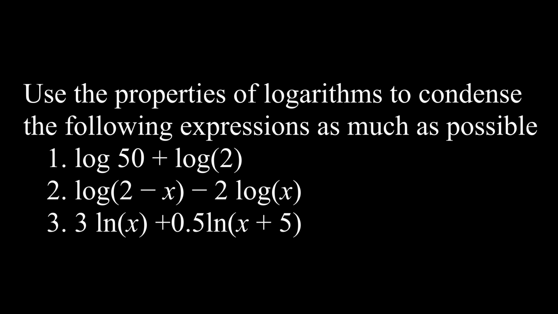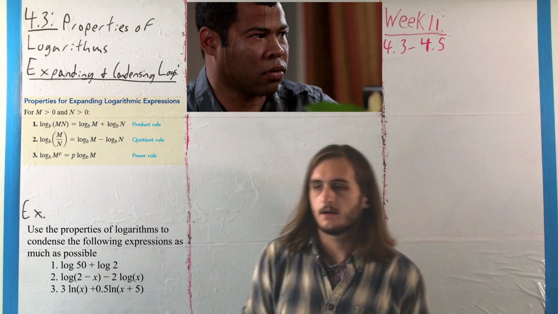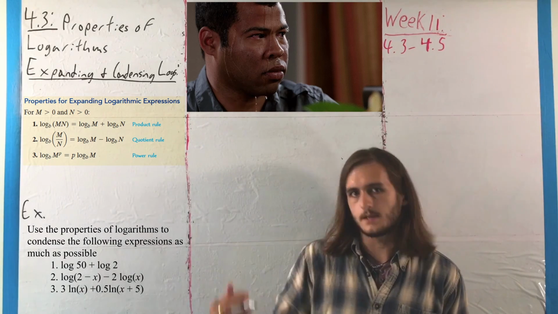For this example, we're going to use the properties of logarithms to condense the following expressions as much as possible, if we can, down to one term. The common logarithm of 50 plus the common logarithm of 2; the common logarithm of 2 minus x, minus 2 times the common logarithm of x; 3 times the natural logarithm of x plus 1/2 times the natural logarithm of x plus 5. So here we're going to make like water on the outside of a cold glass and condense.